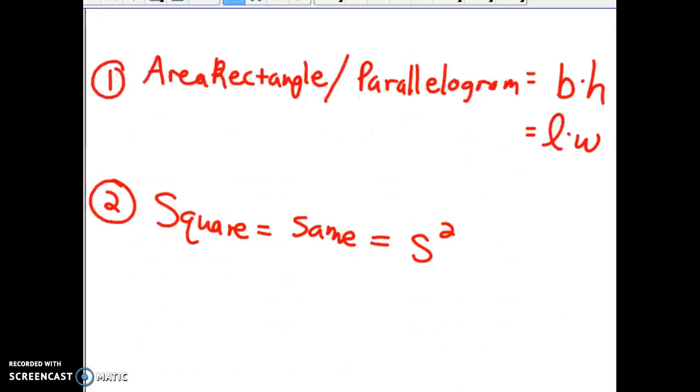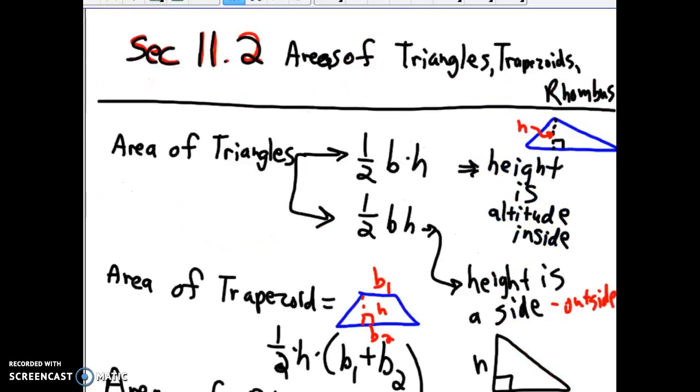So how does that actually apply to the other shapes? Well, we have squares. Because all the sides are the same, we just say s squared instead of base times height. And triangles. There are two different types of triangles, but they use the same formula. The first type of triangle is 1/2 base times height, but the height is inside, it's the altitude in the middle. And the other height is on the outside, which is right here on a right triangle.